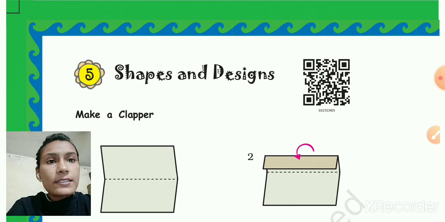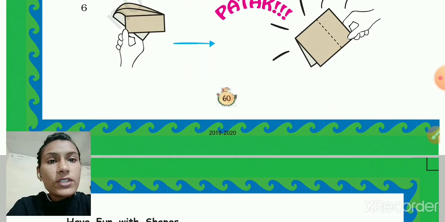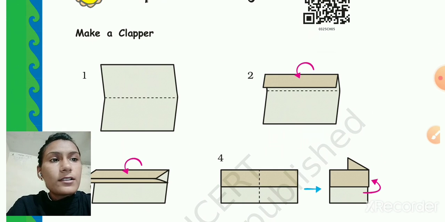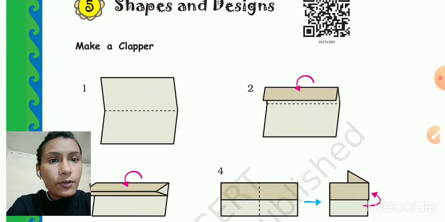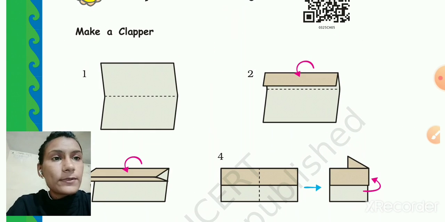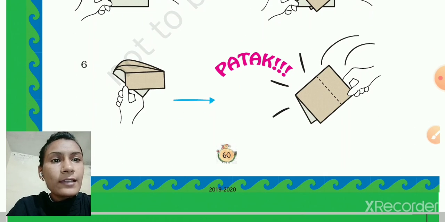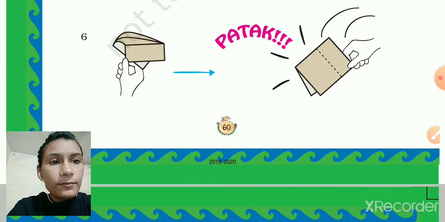So today we will start a new chapter, chapter number 5, shapes and designs. Now open page number 60 in your textbook. Make a clapper. So this is your homework. You have to make a clapper at your home, following these steps: first, second, third, fourth, fifth and sixth. So this is your homework. You have to make a clapper at home.